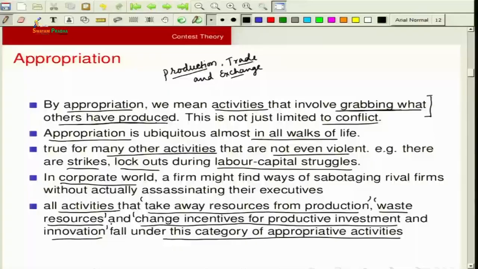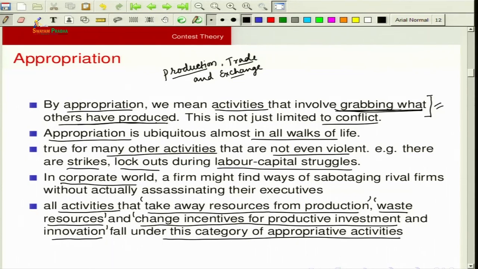So, I can explain it like this: when I am talking about what agents do, instead of producing themselves or investing their resources or efforts in some production process, they try to grab what others have already produced. Okay. So, for them there is no incentive for innovating, no incentive for productive investment. For them, the important thing is investing in arms grabbing, arms accumulation, so that they can grab what others have produced. So, I think this idea of appropriation should be clear to you now.